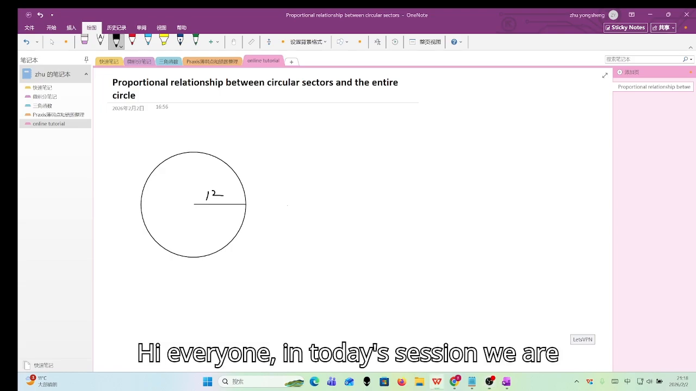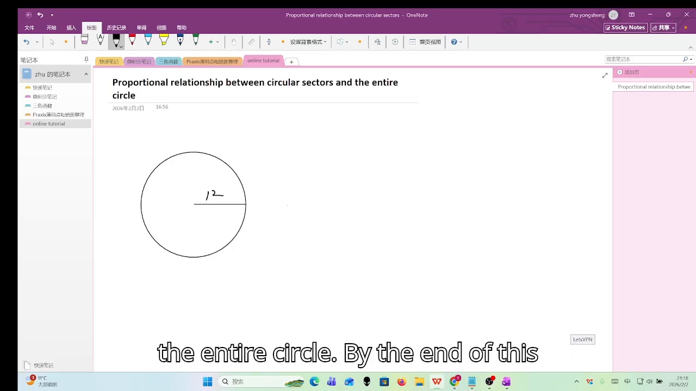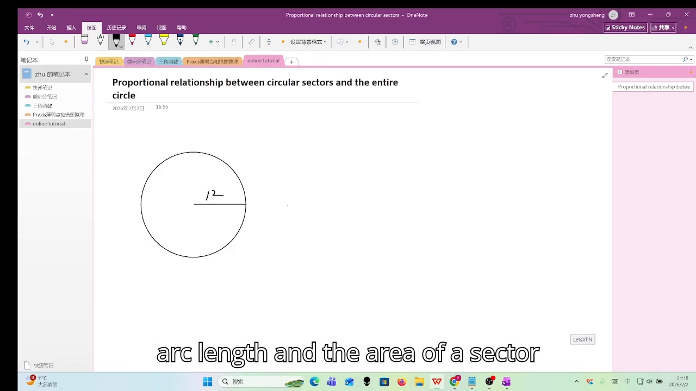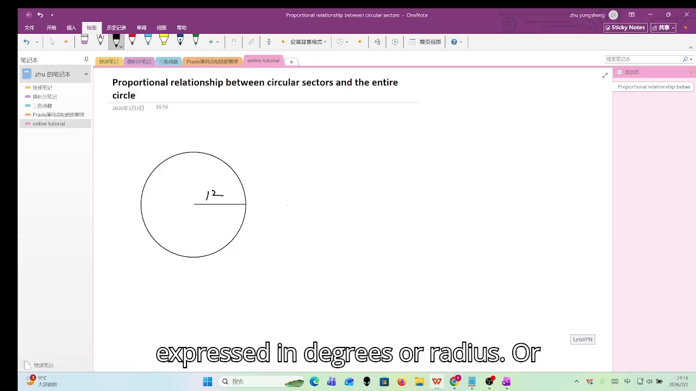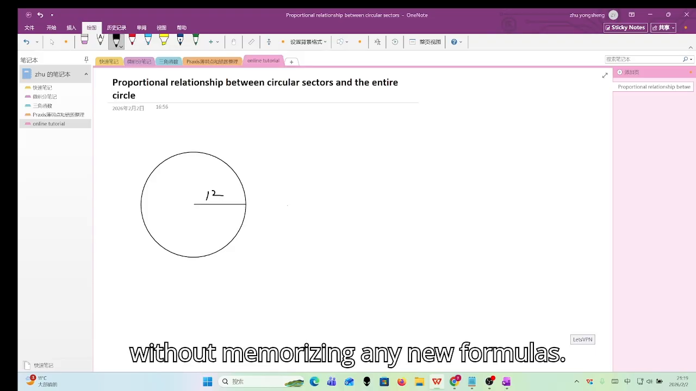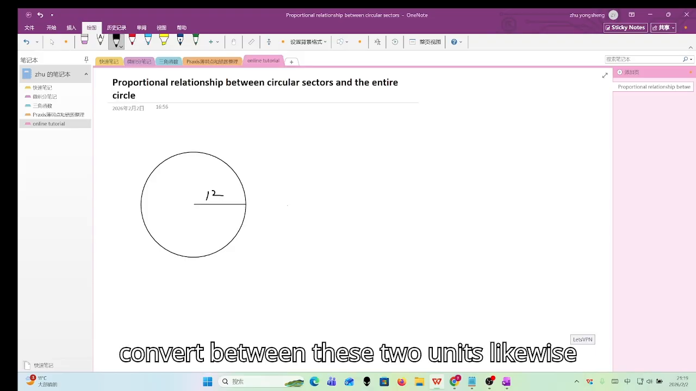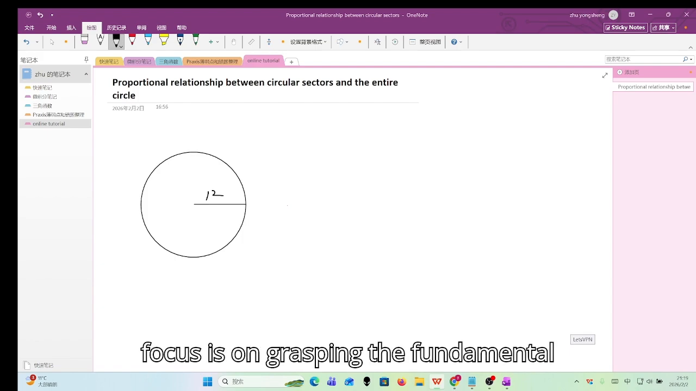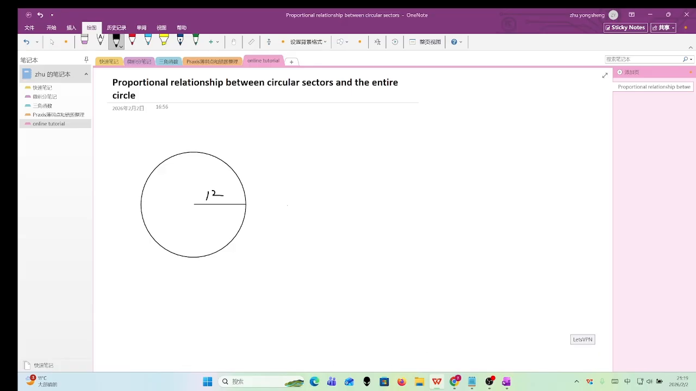Hi everyone. In today's section, we are going to explore the proportional relationship between circular sectors and the entire circle. By the end of this lesson, you will be able to find the arc length and the area of a sector, given a specific central angle, whether expressed in degrees or radians, all without memorizing any new formulas. Additionally, we will learn how to convert between these two units, likewise without any new formulas. My main focus is on grasping the fundamental logic rather than relying on rote memorization.